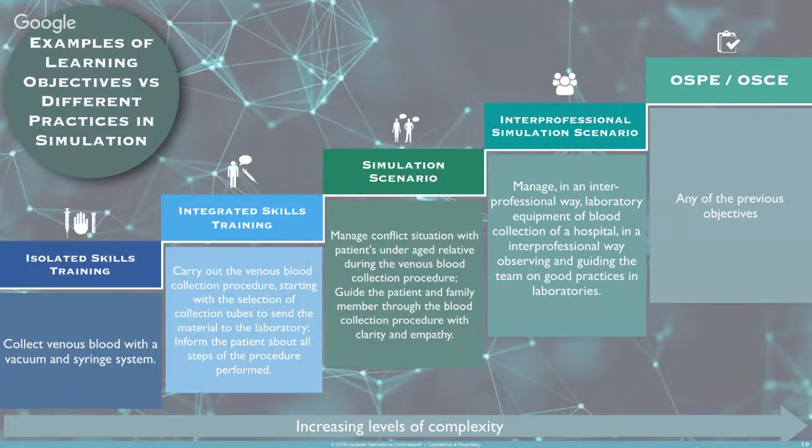However, if I want my students to be able to work in teams, communicate with other professionals, lead an interprofessional team to care of a patient, I need to design an interprofessional simulation scenario. This is going to be my selection, right? And if I want to evaluate the procedural skills, I will design an OSPI. And if I want to evaluate clinical professional skills, I'm going to propose an OSCE.